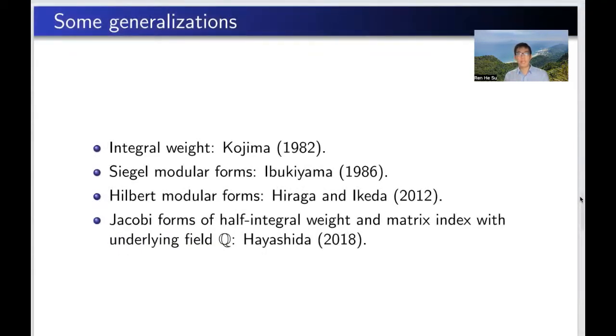And here are some generalizations of the work from Eichler and Zagier. The case of integral weight was considered by Kojima in 1982. The case of Siegel modular forms was considered by Fukuyama in 1986. The case of Hilbert modular forms was considered by Hiraga and Ikeda in 2012. The case of Jacobi forms of half-integral weight and matrix index with underlying field Q was considered by Hayashida in 2018.